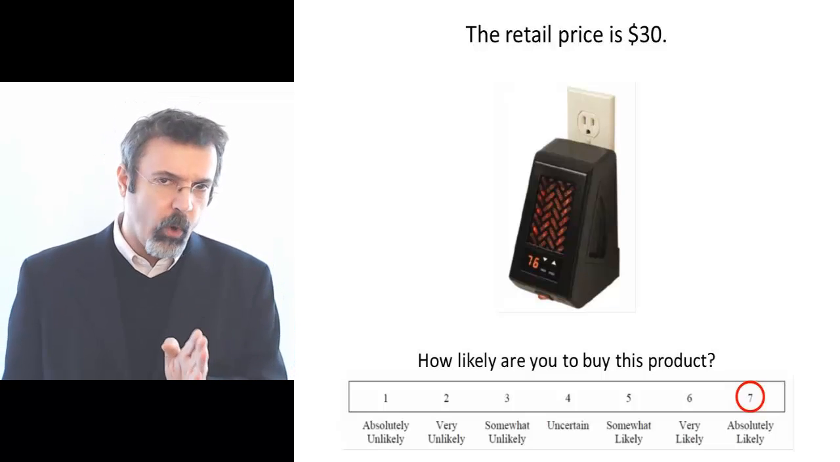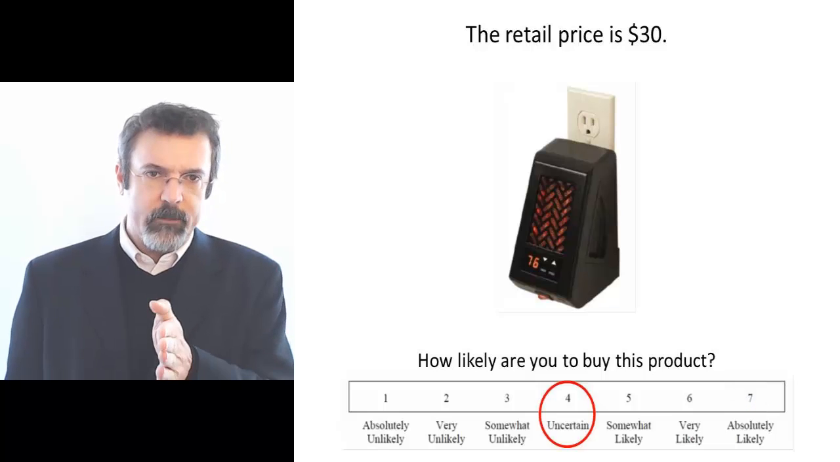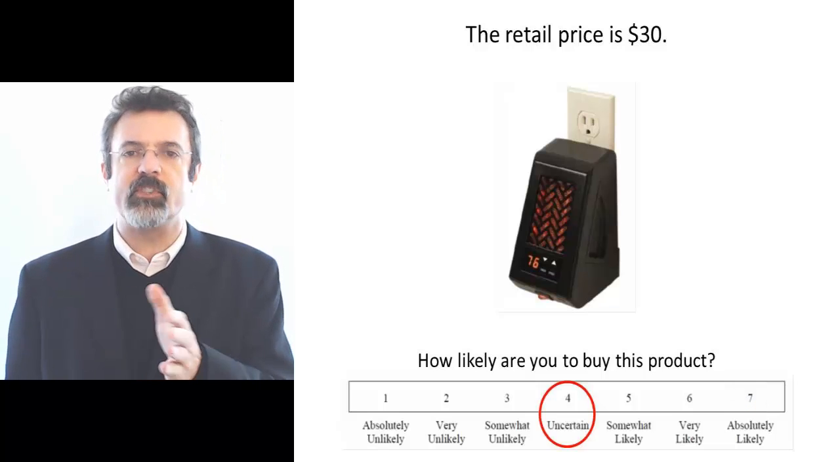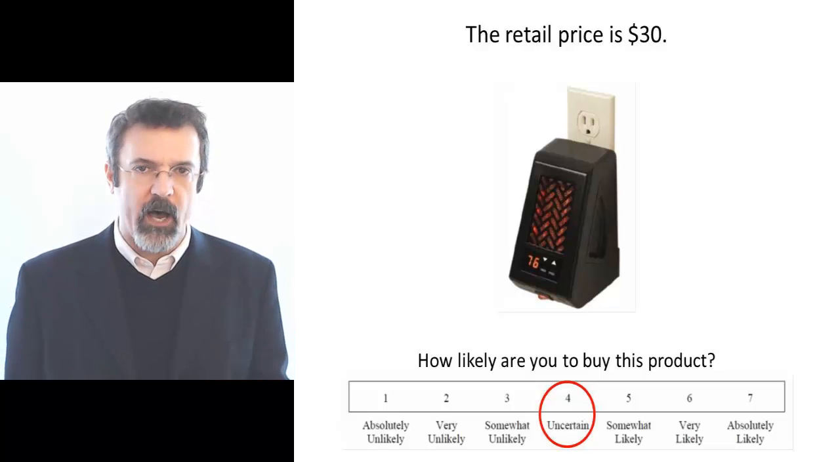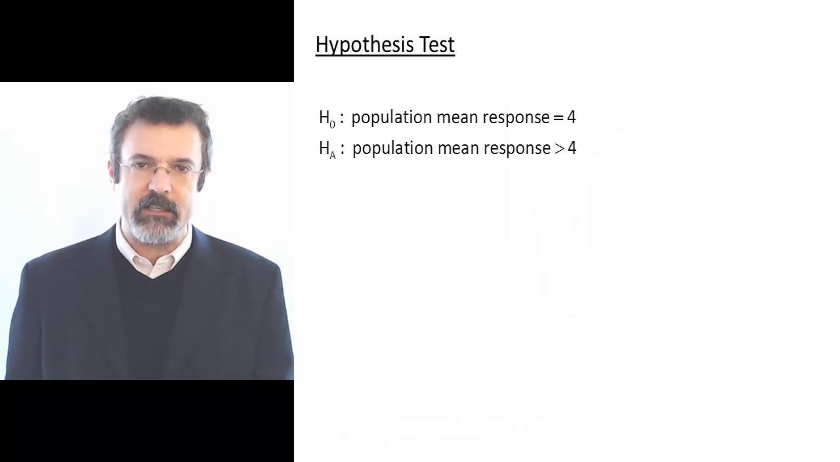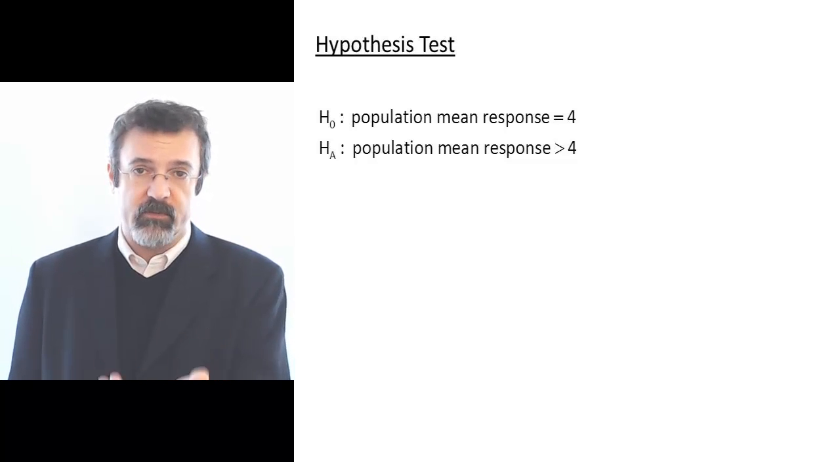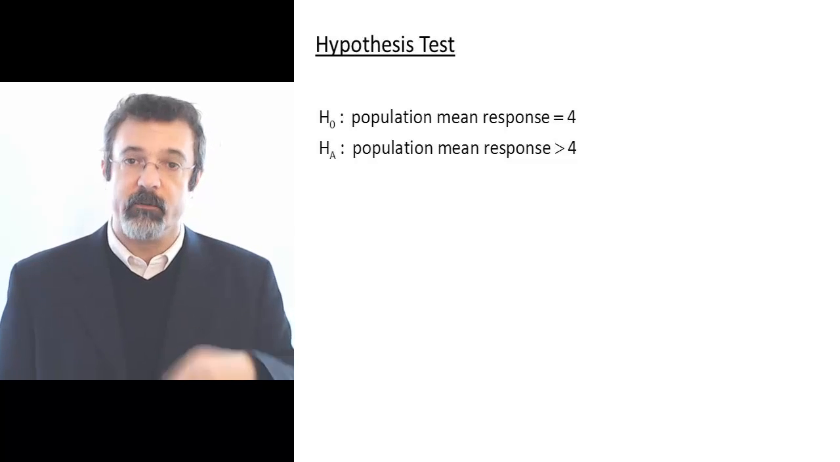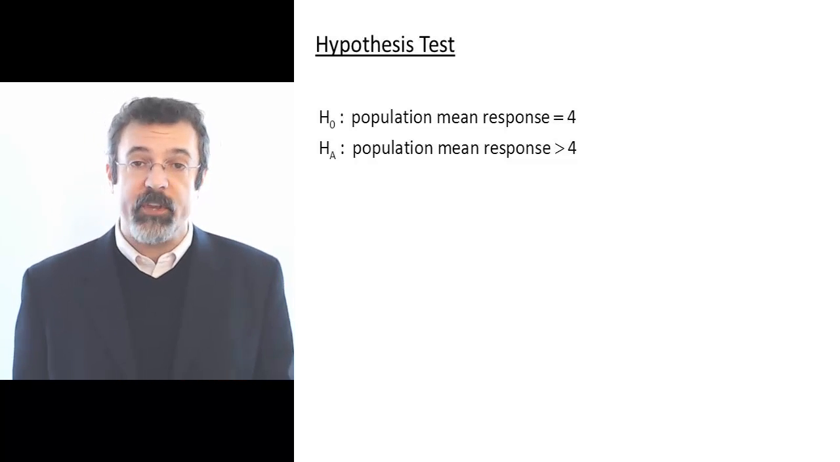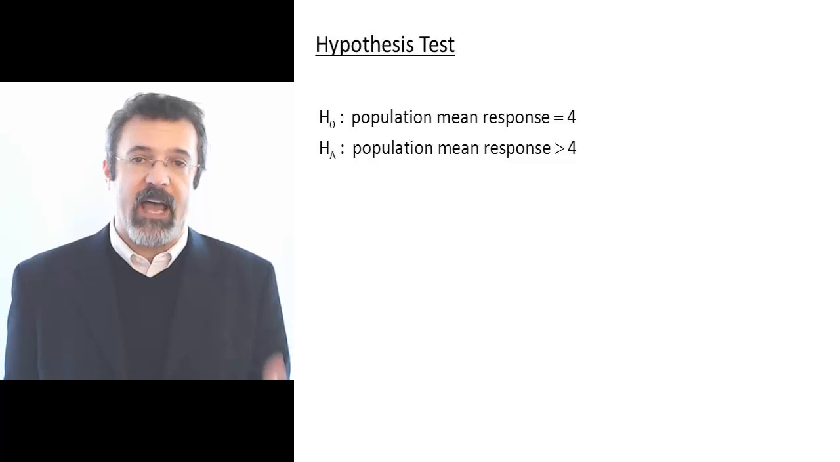The center point on this scale is a 4, meaning that this student is uncertain whether or not he would buy this product. So let's establish a null hypothesis that the population mean response from all students is 4. The alternative hypothesis will be that the population mean response of all students is greater than 4. With our null and alternative hypotheses, we can now look at the data.